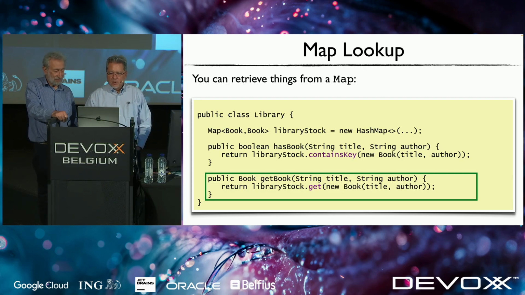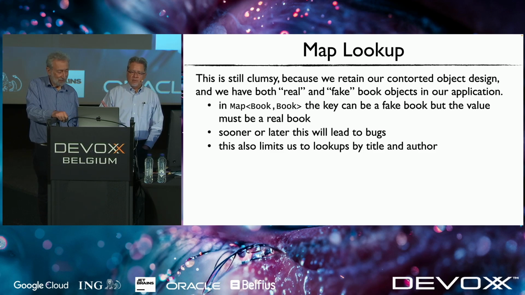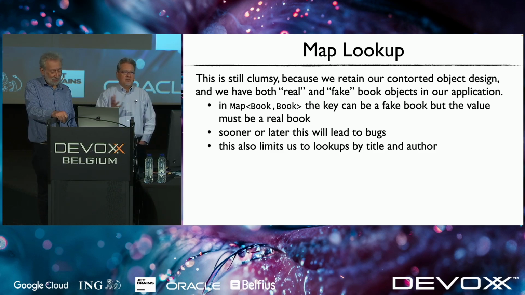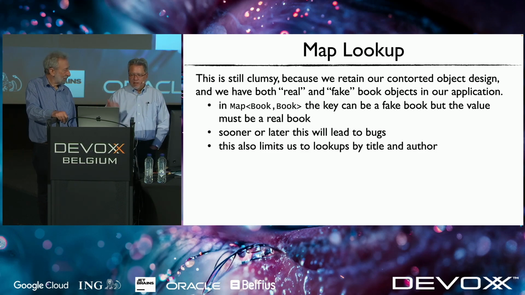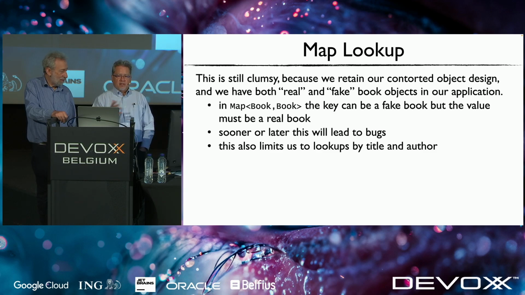Okay, so that works so far as it goes, but we return to this notion of real and fake books floating around in your application. We said it before: we contorted our object design, and we have real and fake books. Right now we are limited to looking up by title and author. If you wanted to look up by something else, you're toast because you've tailored your object to that specific kind of lookup.